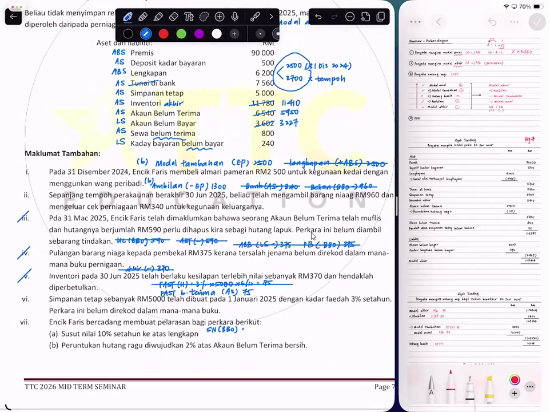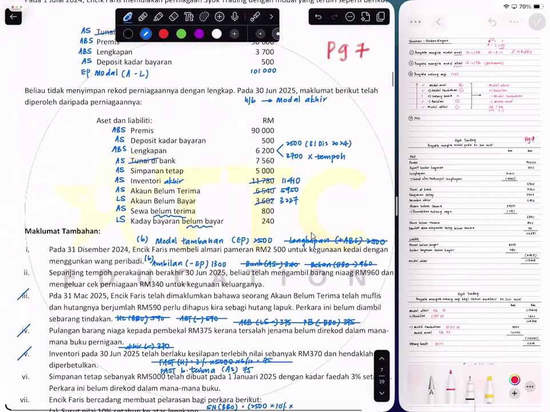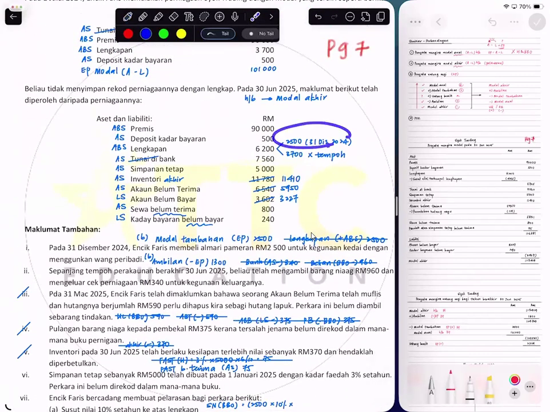So we need to split the calculation and then total up the answer together. Okay, so the new purchase: 2,500 times 10% a year. But from the day that you bought it, from 31st December until 30th June, how many months are there? You bought it on the last day of December already. Are you going to calculate susut nilai for December itself? No more. Only starting the next month.